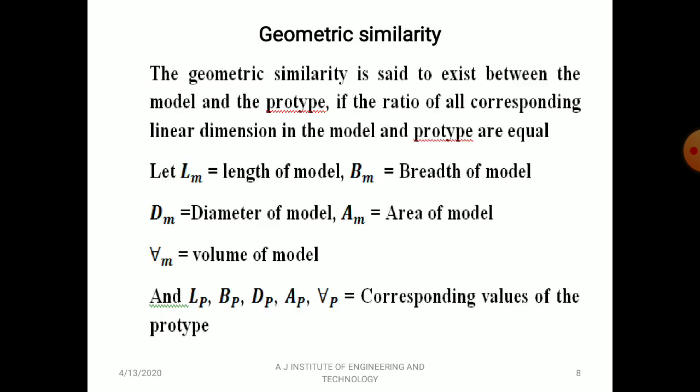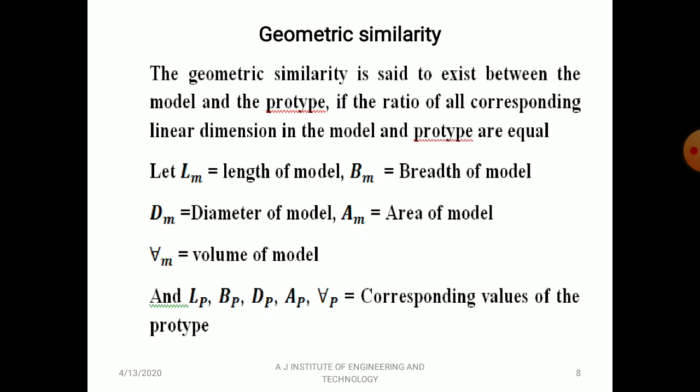Now first let's go for geometric similarity. As the name itself indicates, there is a similarity with respect to shape and size. Geometric similarity is said to exist between the model and the prototype, that is the actual structure, if the ratios of corresponding linear dimensions in the model and prototype are equal. So if the ratio of corresponding linear dimensions, that may be length or breadth, are the same, then the model and prototype are said to have geometric similarity.